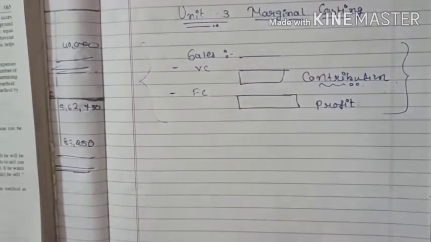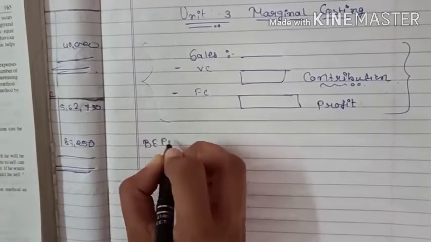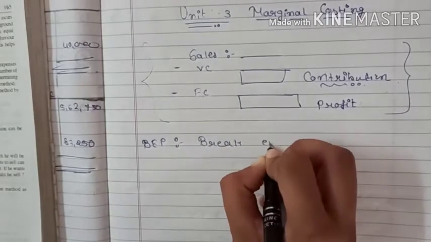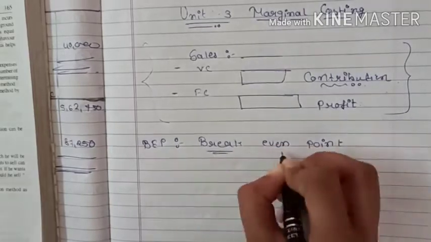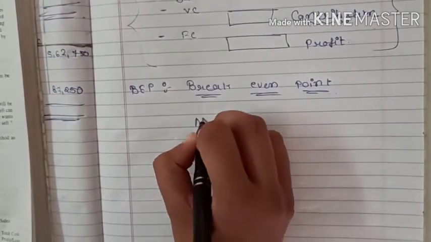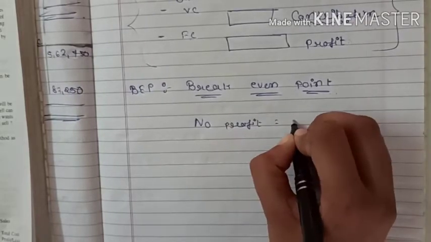In marginal costing, the major concept is BEP, break-even point. What do you mean by the break-even point? Break-even point means where there is no profit, no loss.